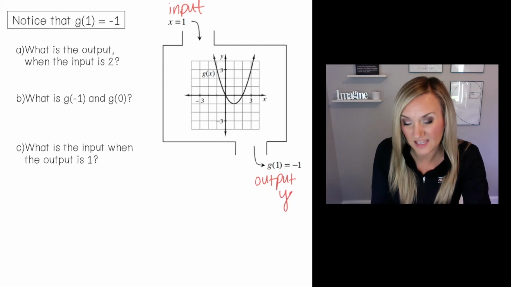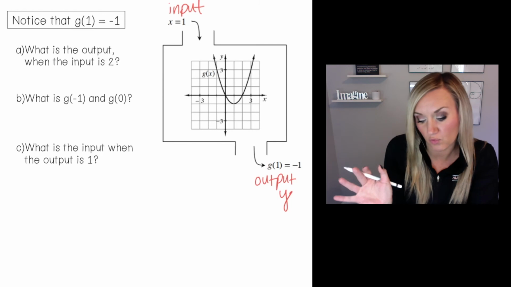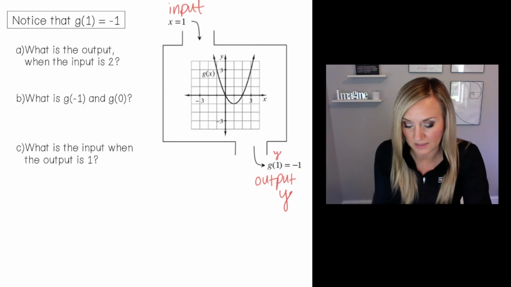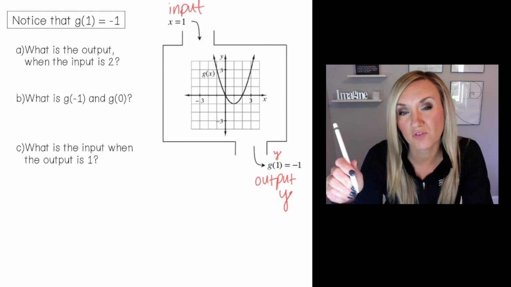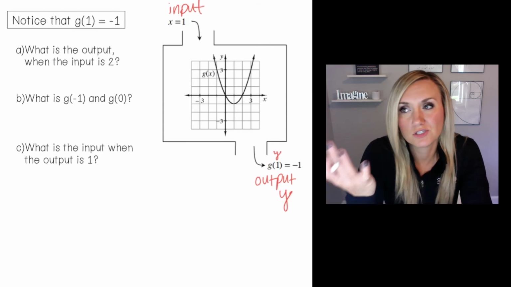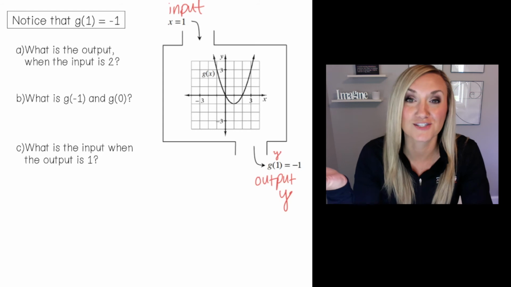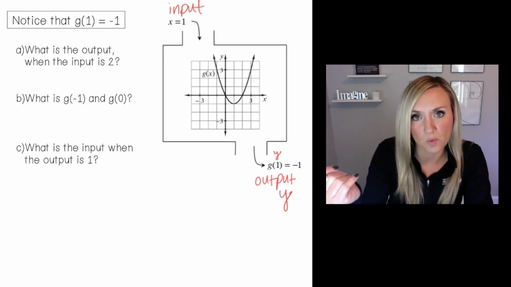And in this case, they like to write it fancy, like g of 1. But we know that that means y. It could be f of x, it could be g of x. It just changes because it's math, which is super cool. But we just know it's y.